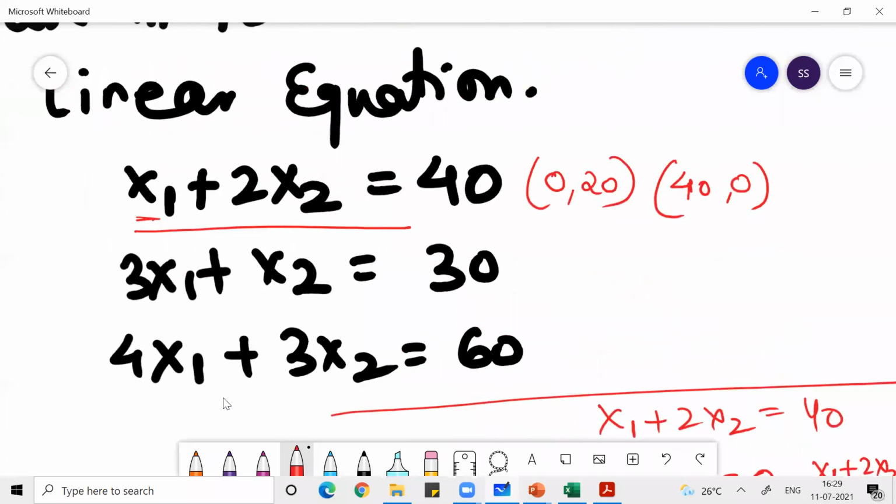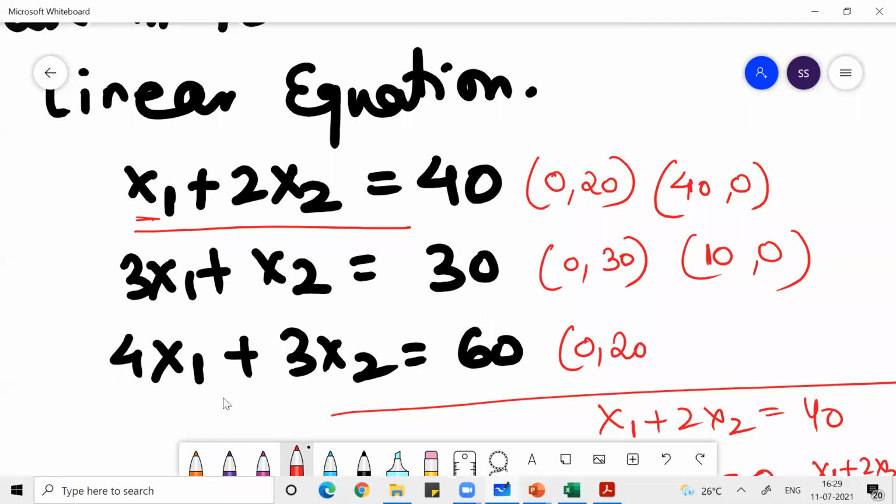I directly wrote it here, so please don't mind. Like this, you can simply find it. Put x1 equal to 0. If x1 is 0, then x2 would be equal to 30. If x2 is 0, then x1 will be equal to 10. For the next line, if x1 is 0, then x2 is equal to 20. If x2 is 0, then x1 is equal to 50.